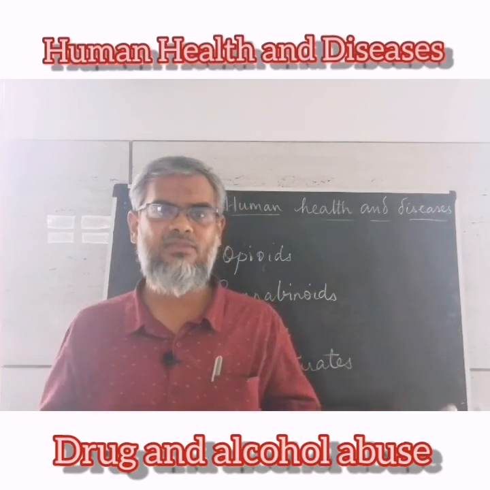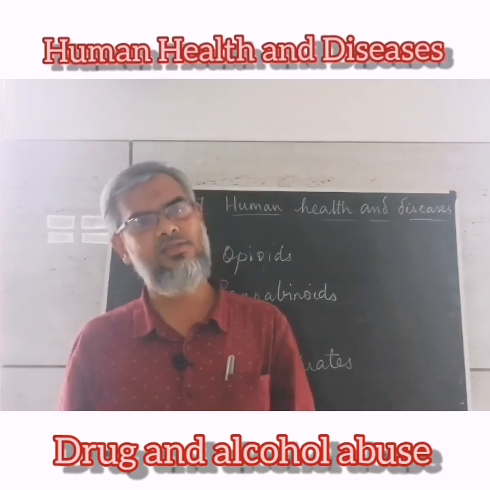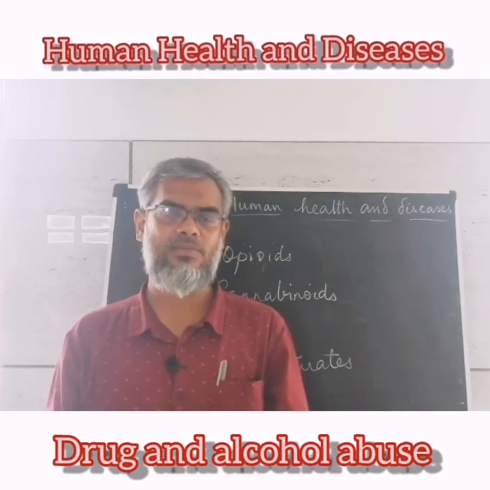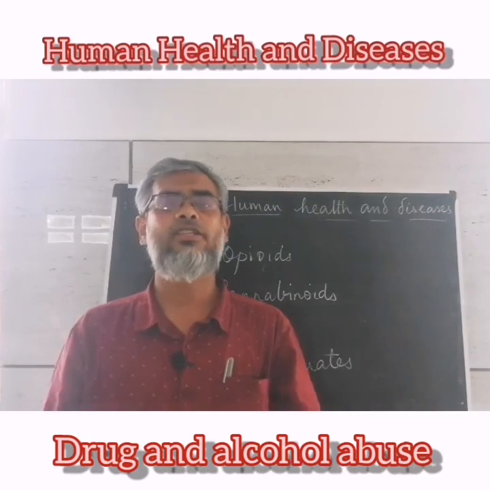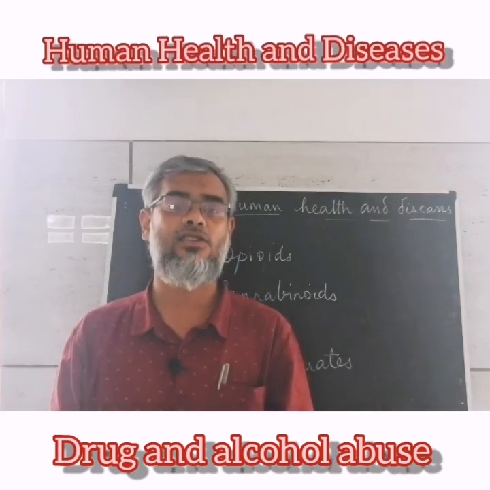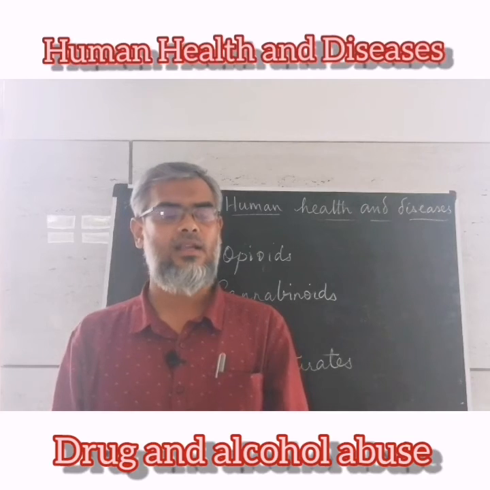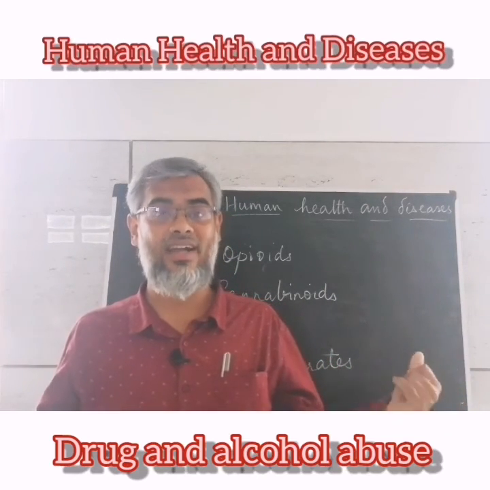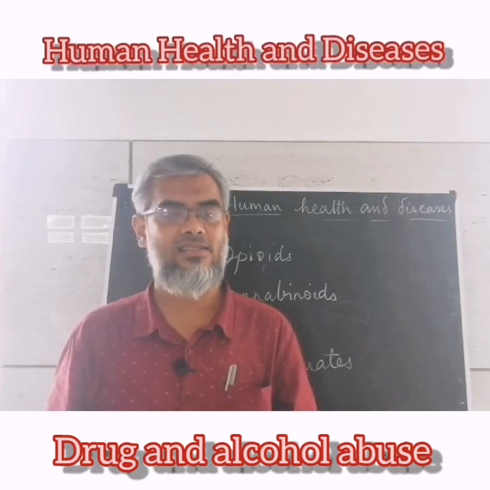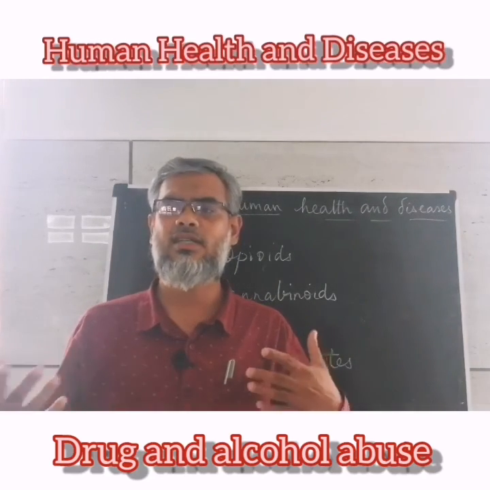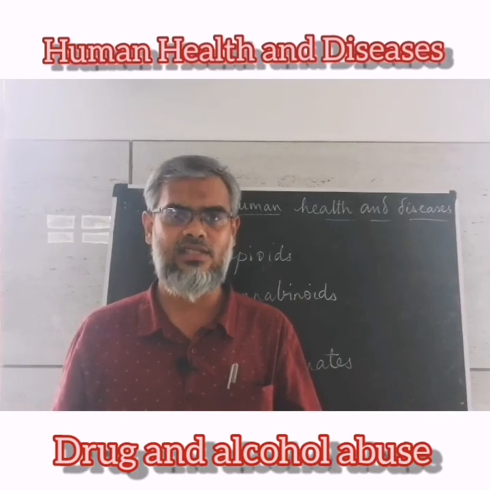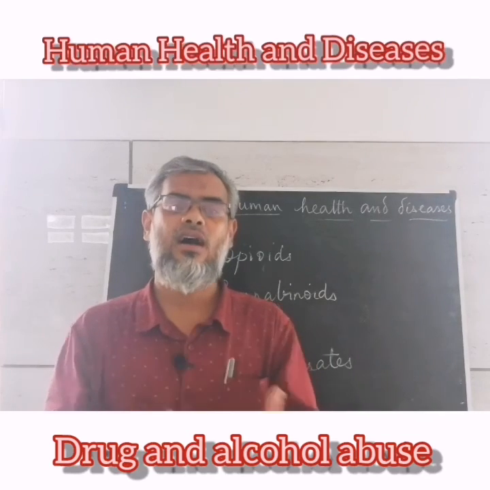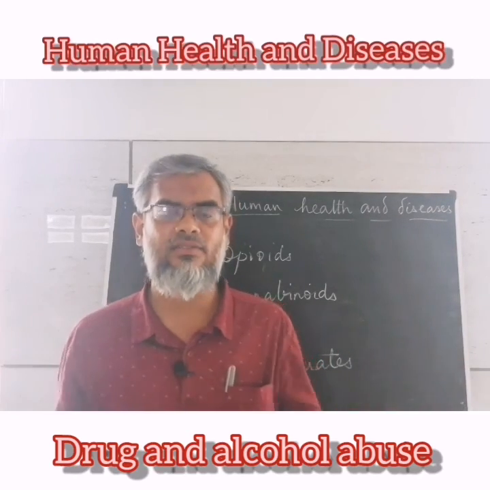So what can we do as students? Number one, we should take an oath that we will not touch any of these. Number two, we should educate people about the harmful effects of drugs and alcohol. Number three, we should have a good set of friends, friends who guide us, not misguide us. Number four, we should seek help from parents, educationalists and teachers. If you have any doubt, ask your parents and teachers and clarify everything.